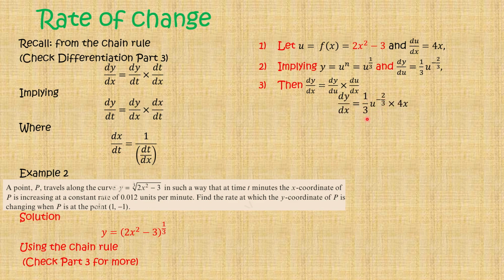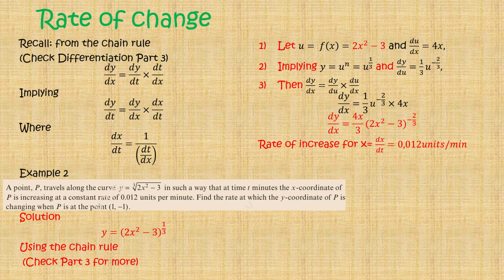Now we have obtained dy/du from the second step. So substituting for that, we are going to get dy/dx becoming a third times u to the power minus 2/3 times what we obtained for du/dx, which was 4x. So doing that and multiplying, we are going to get the simplified version of dy/dx becoming 4x over 3 times 2x squared minus 3, which was the u. Now substituting back the u, we get that raised to the power minus 2/3.